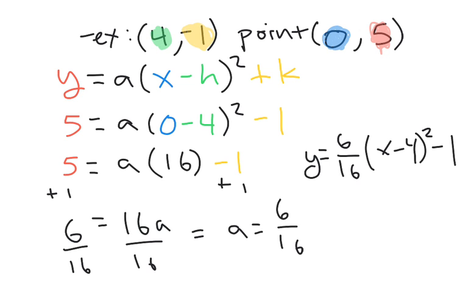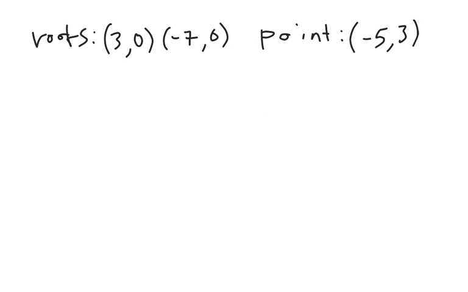Pretty cool, Mr. B. Let's try one that's with the roots. Cool? Here we go again. I've got my roots. I've got my rando point. And now which one should I use? What type of equation should I use? The root equation, duh. So let's write it out.